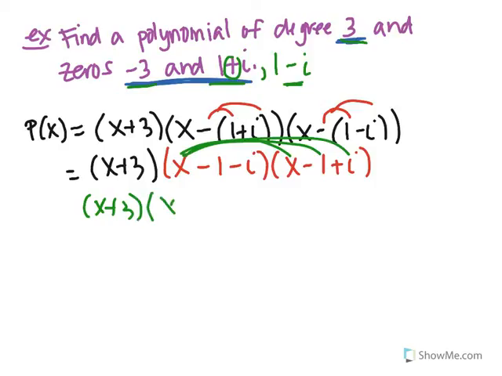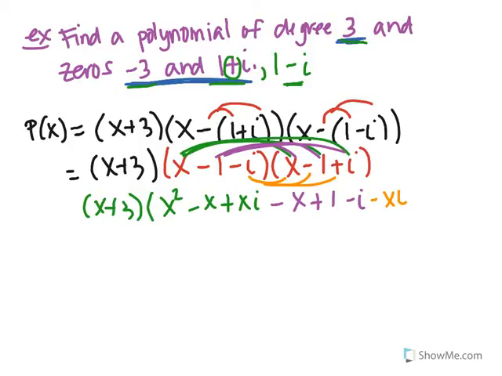So the first FOIL will give you x squared minus an x and then plus an xi. Then I'm going to go ahead and do FOIL on the next piece. So I'm going to take the -1 and distribute it to the 3. So I get minus x plus 1 minus i, and then I'm going to do the last piece. So this to all 3 of those. So I get minus xi, and then I'll get plus i, and then I will get minus i squared.